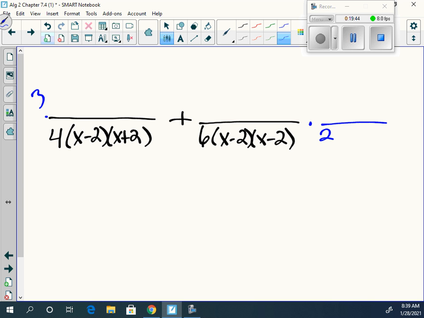But looking at sets of parentheses, I need them to be what? The same. That's what we're going for, yes? Well, this has x minus 2, this has x minus 2. Well, this one has x minus 2 and x plus 2. We need them to be the same. Well, this needs an x plus 2. Because now it has x minus 2 and x plus 2. Over here we have x minus 2, x plus 2. Well, wait a minute. This one has an extra one. So we're going to have to multiply it by an x minus 2. That's where we're going with this.